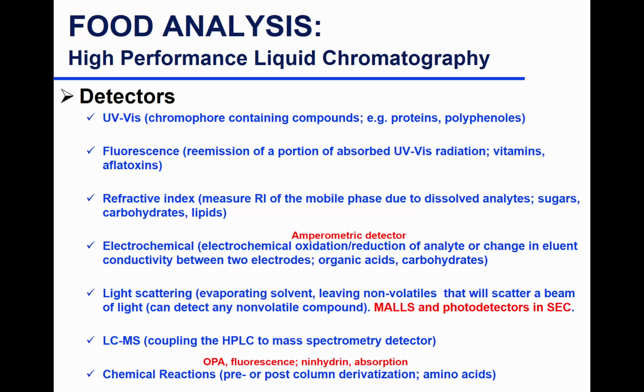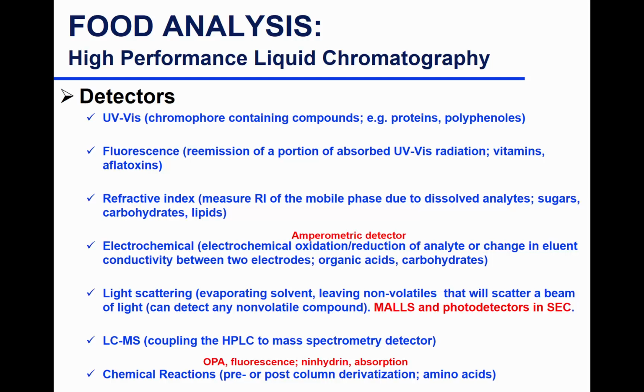Light scattering is a universal detector, I would say. It's a universal detector because it's not based on a specific inherent characteristic of the solute. It's basically based on the fact that the solute is going to scatter light for you. And when the light scatters, less light will reach the detector, and based on that, you can do quantification.